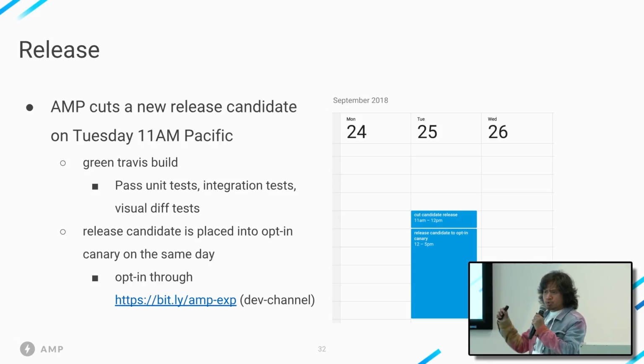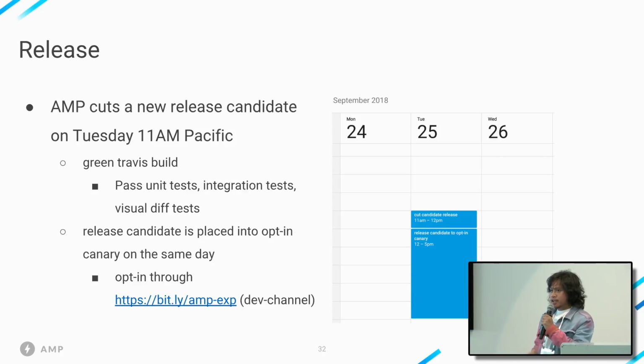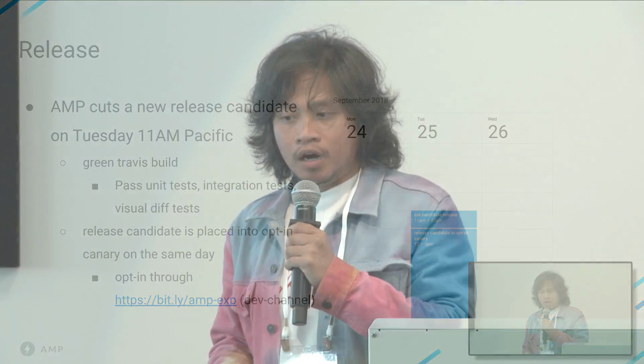We don't specifically choose, oh, 11 a.m., this is the one that we're going to build. If, for example, we had failing builds on Tuesday, we would pick the last green build. That could have been on a Monday, for example. That would be the new candidate release that we would build and deploy into our opt-in canary. So we cut a new release at 11 a.m.